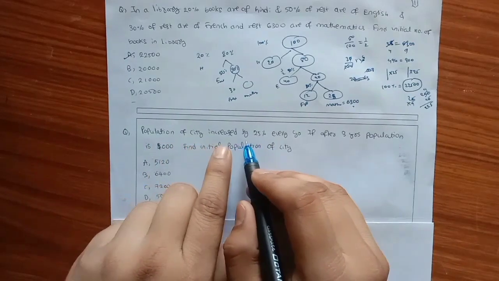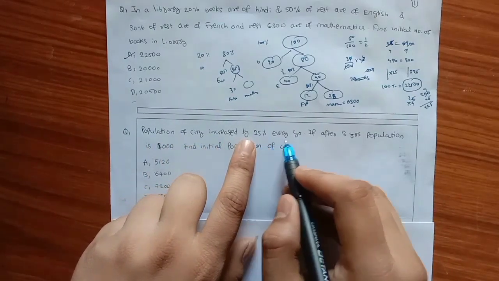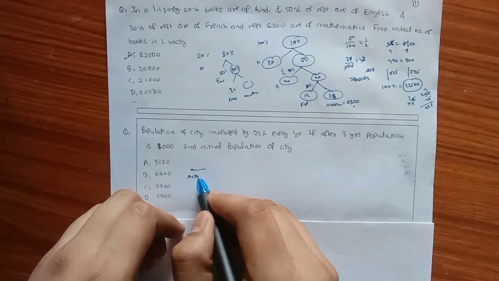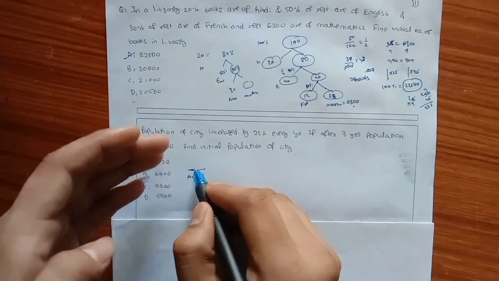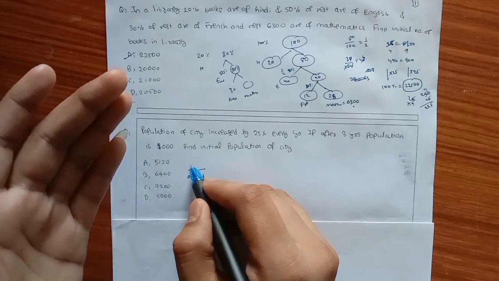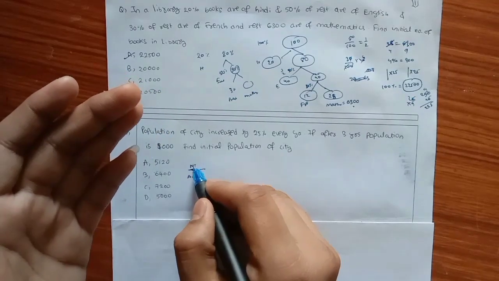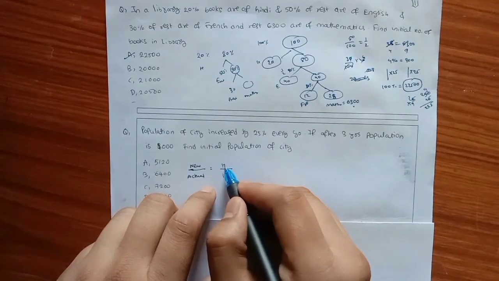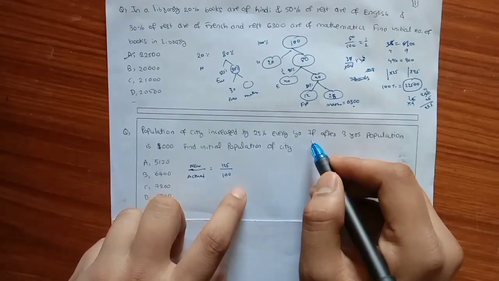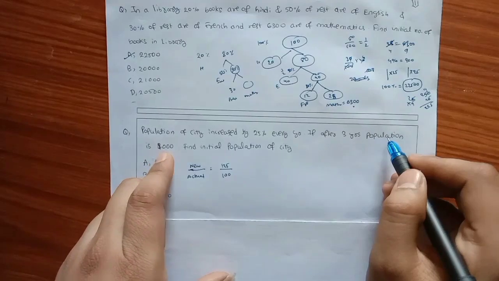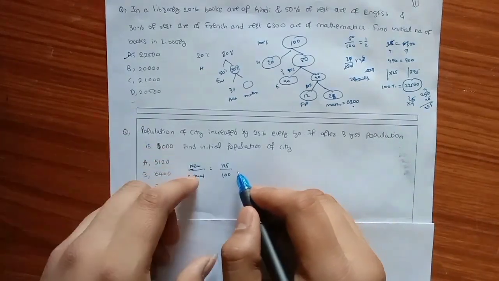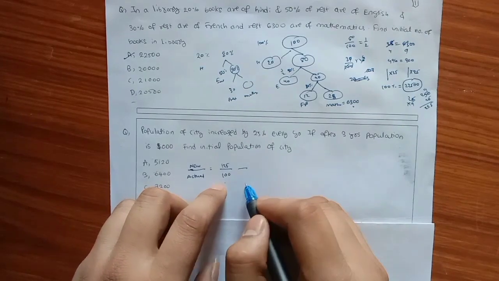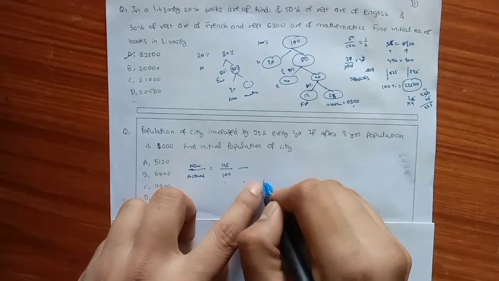Population of the city increased by 25 percentage every year. So let us write the actual and the increased one, the new quantity. Initially it is 100, it is becoming 125 every year. After 3 years the population is 1000 people. So after 3 years means this is for 1 year, this is for the second year, and this is for the third year.